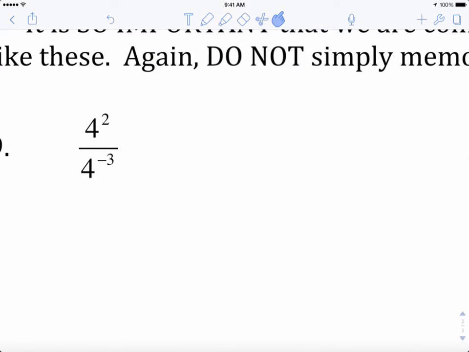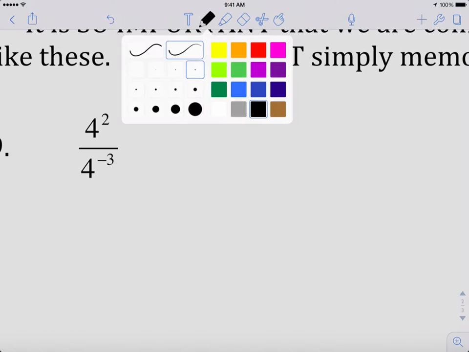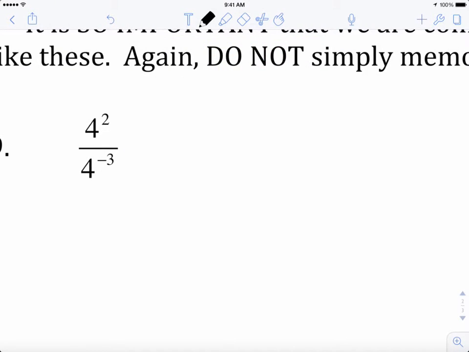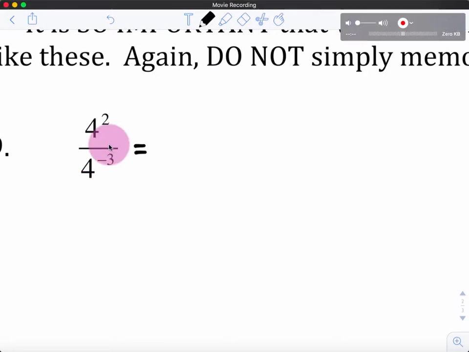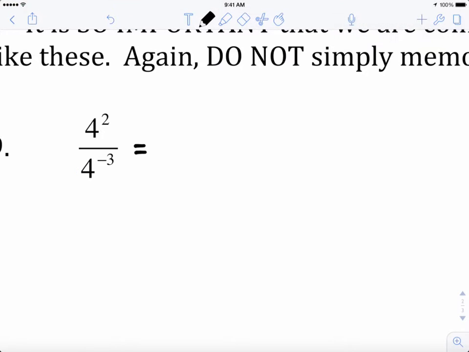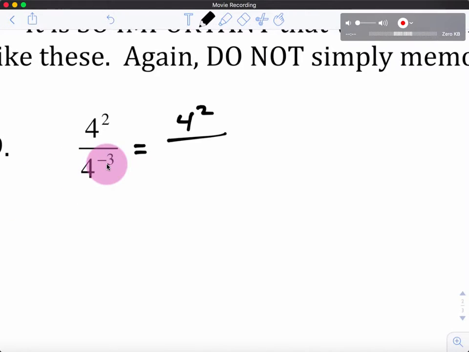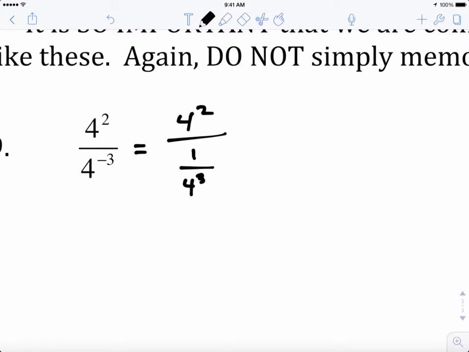Our numerator, we're going to leave as just 4 to the 2nd for a moment. Bear with me. My first objective is to rewrite this expression as one where we have only positive exponents. Okay, that's our first goal. So 4 to the 2nd has a positive exponent. Let's leave that as is. Our denominator, 4 to the negative 3rd power. I hope we know that that is the same as 1 over 4 to the 3rd power.